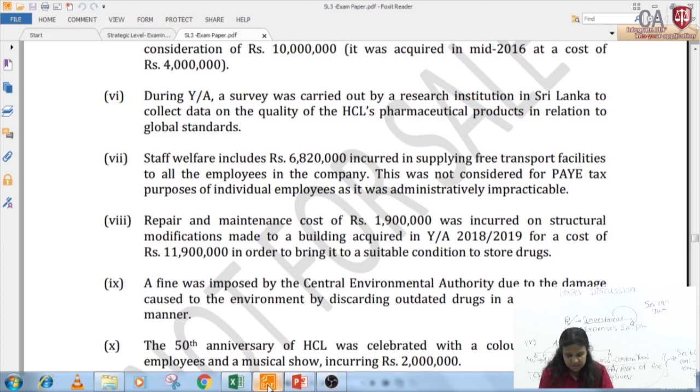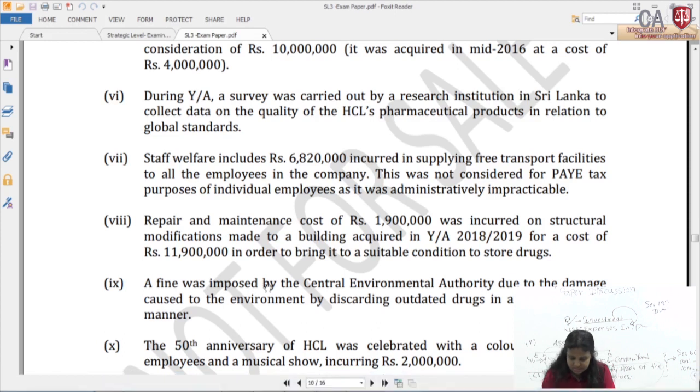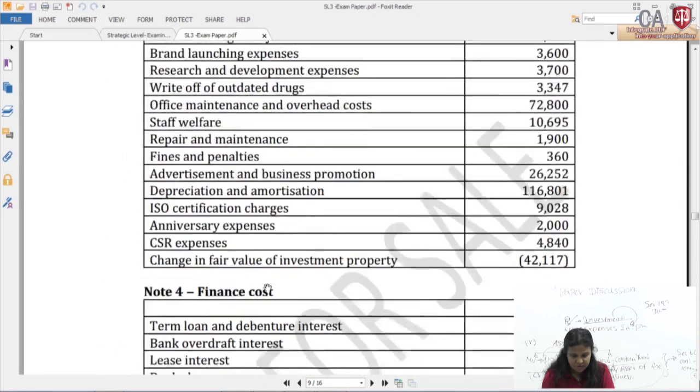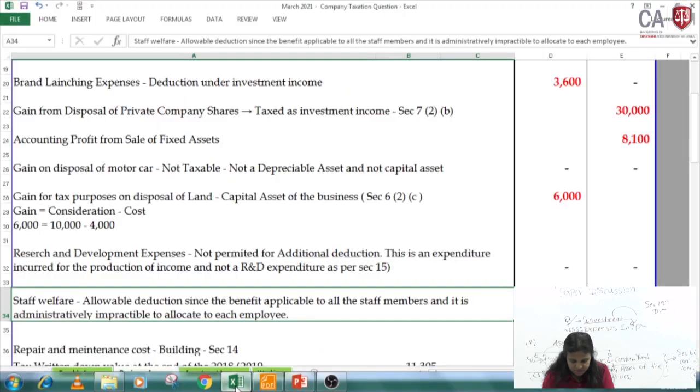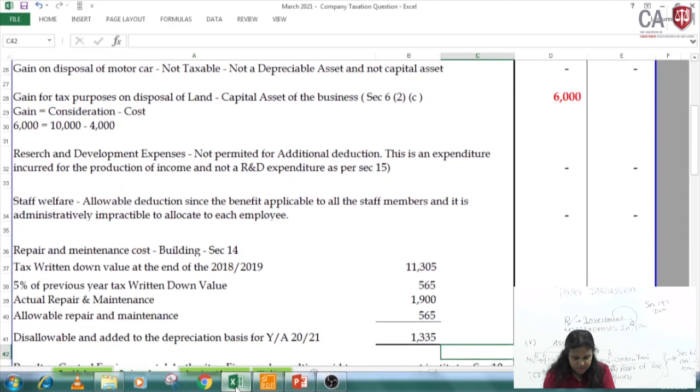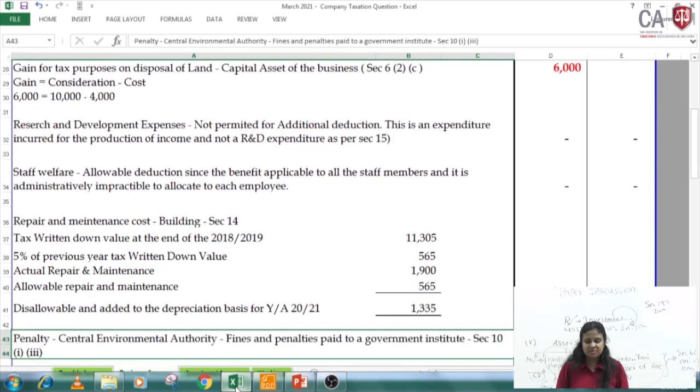Okay. Then we will look at the adjustment. It is repair and maintenance in the financial statement, where it is mentioned as 1.9 million in the administrative expenses. Now we will come to the answer, the computation part of it. Repair and maintenance cost, what is my asset? It's a building, class 4 asset category under the 4th schedule, section 14.